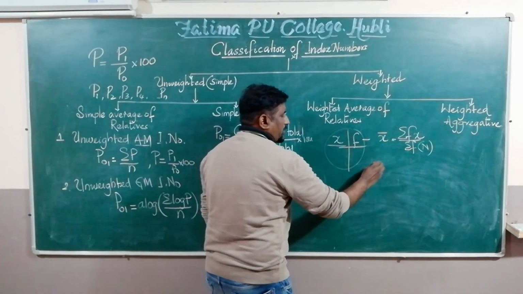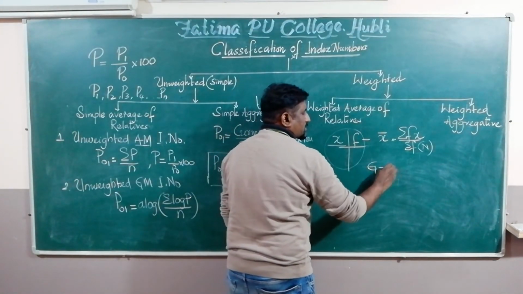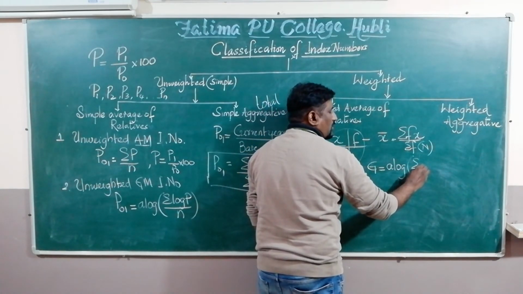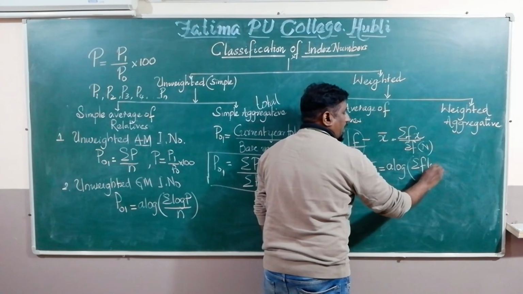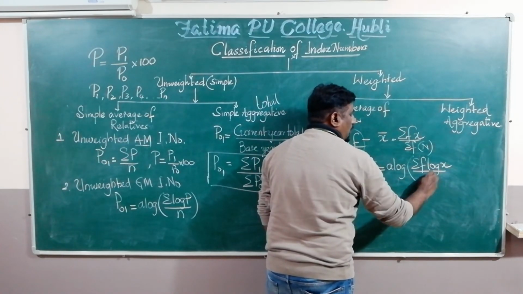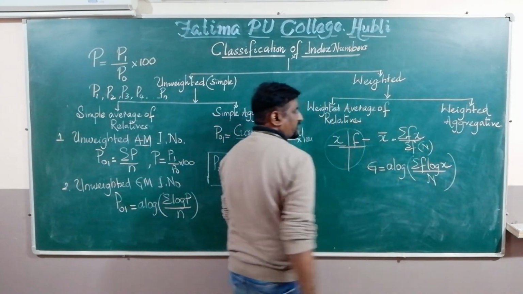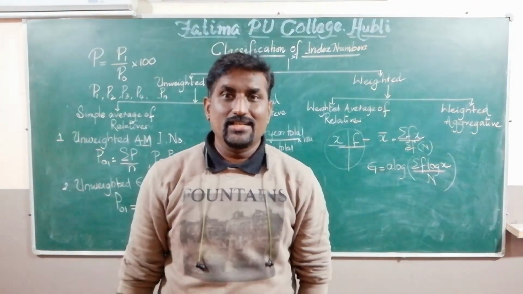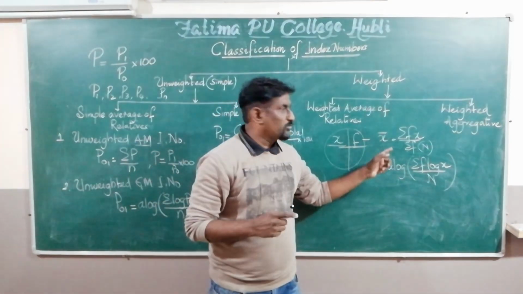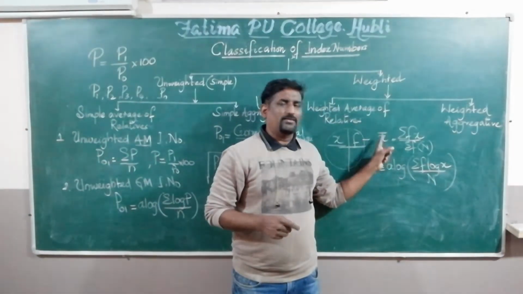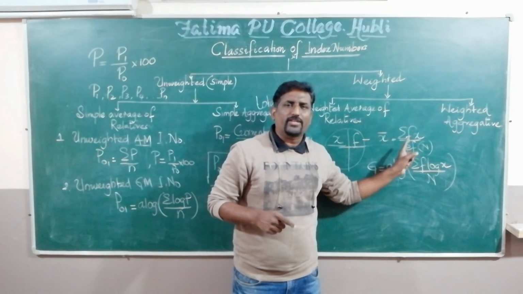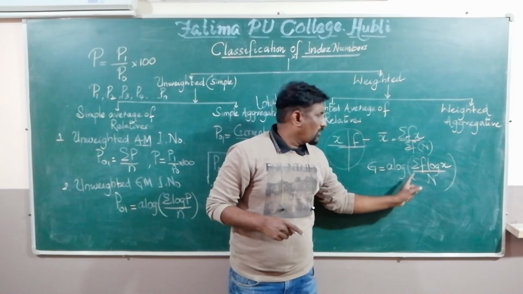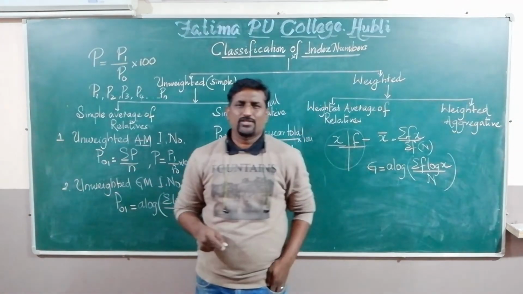Then what would be the geometric mean for it? Geometric mean is the antilog of summation f log x upon n, where n means summation f. This is what we have. You remember this? Take a nice look at this and remember, because I am going to erase them. So x bar for tabulated data is summation f x upon n, and the geometric mean for tabulated data is antilog of summation f log x upon n, students.